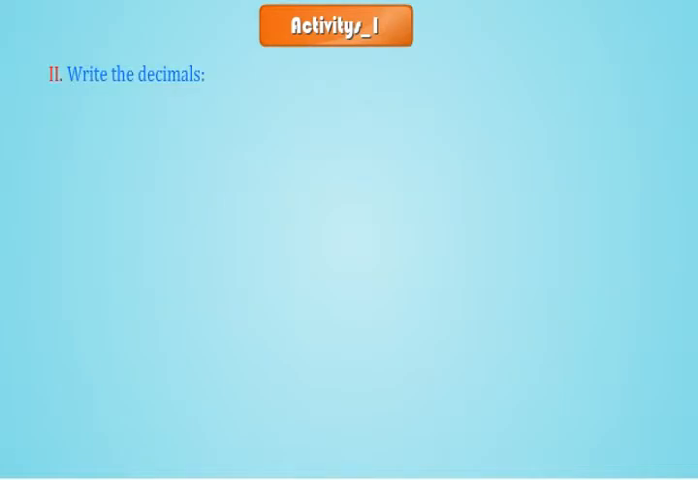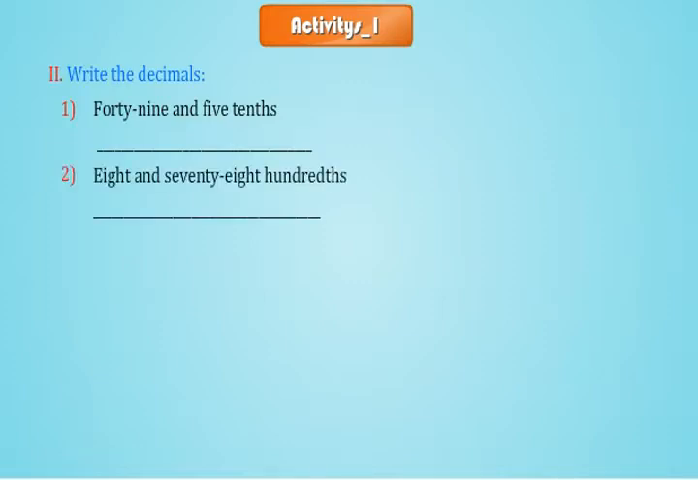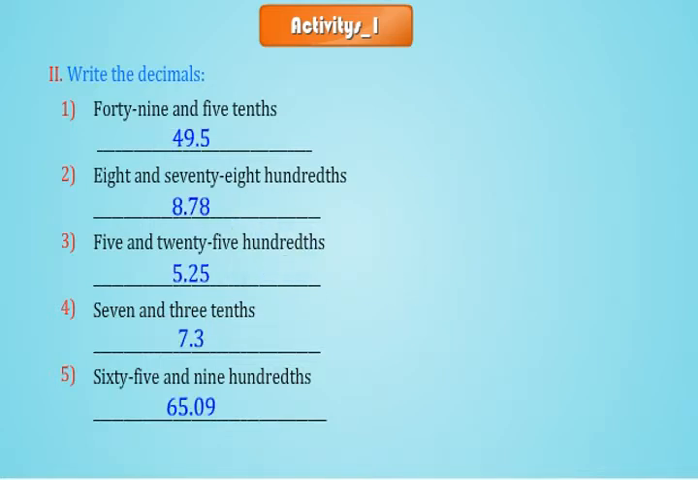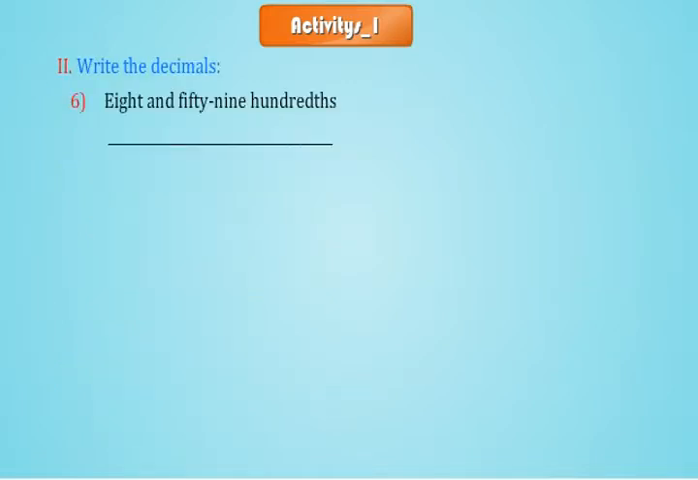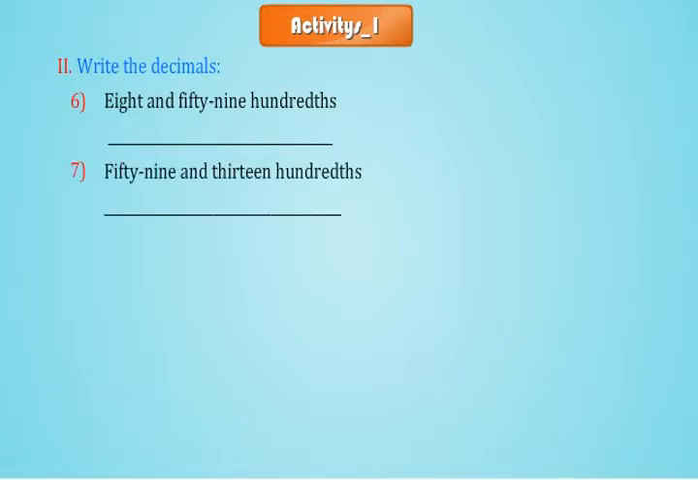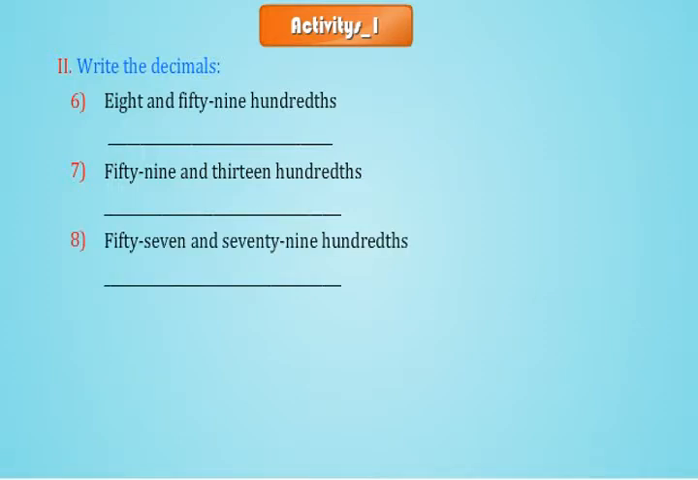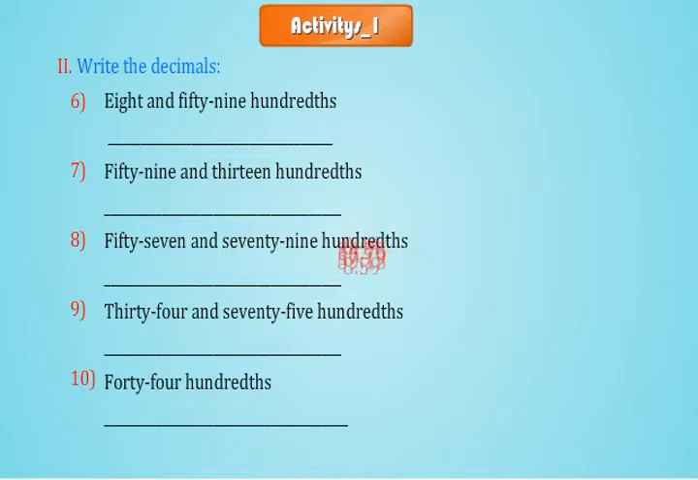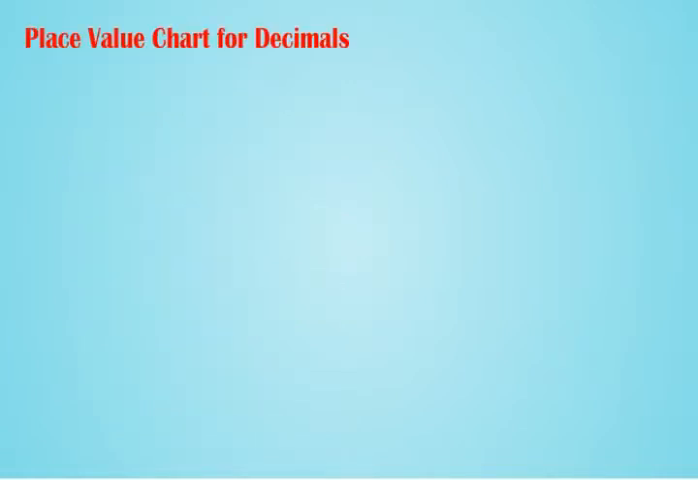2. Write the decimals. 1. 49 and 5 tenths. 2. 2 and 78 hundredths. 3. 5 and 25 hundredths. 4. 7 and 3 tenths. 5. 65 and 9 hundredths. 6. 8 and 59 hundredths. 7. 59 and 13 hundredths. 8. 57 and 79 hundredths. 9. 34 and 75 hundredths. 10. 44 hundredths.